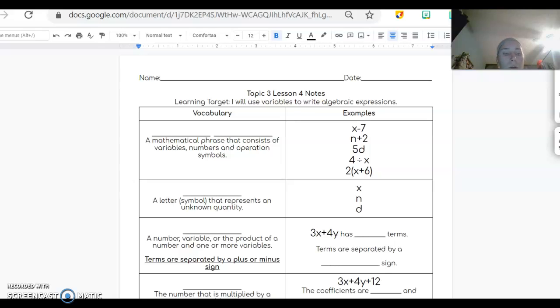Hi guys, so today we are going to be focusing on topic 3, lesson 4, and our target for this lesson is to use variables to write algebraic expressions. Okay, so our first vocabulary term is algebraic expression.